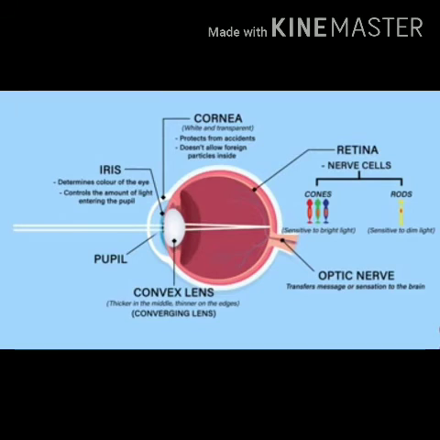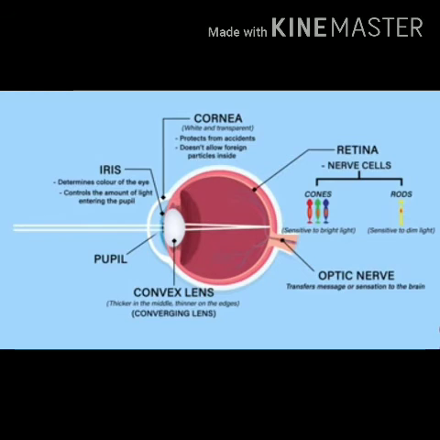See children, whenever you are outside in bright light, you will find that the pupil becomes small so that less light goes into the eye. We don't need much light as we are in a bright environment. So at that time the pupil is small. And when we are outside in the evening or in dim light, we need more light to see. So at that time what will happen? The pupil becomes large so that more light enters the eye and we are able to see.